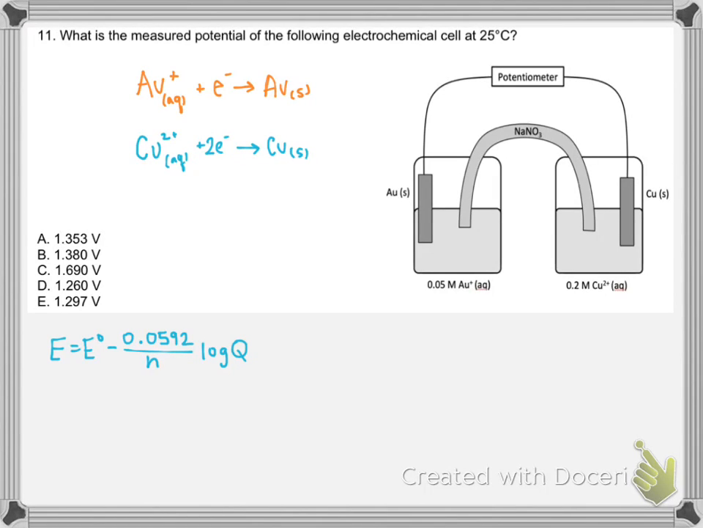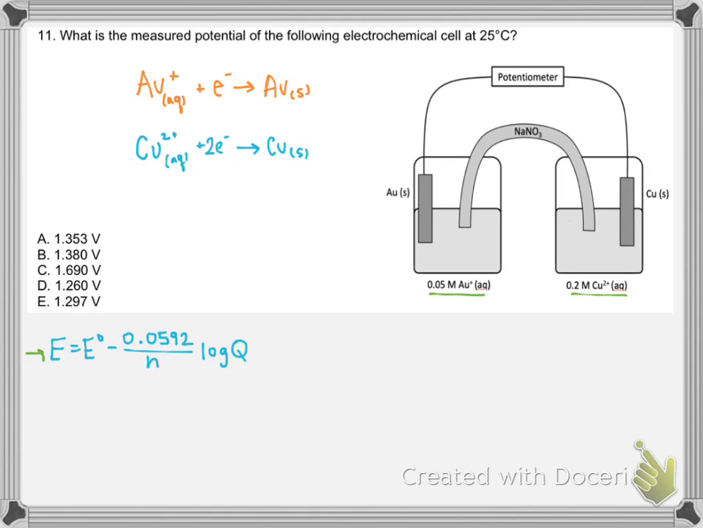Here in number 11, they want us to figure out the potential of this galvanic or voltaic cell. And so we know we have gold ions and copper ions making it up. And their concentrations are not 1 molar. So this is not a standard cell. And so we'll have to go ahead and use this full equation here, where we adjust for not being at standard conditions. But before we do that, let's go ahead and figure out what's being oxidized and what's being reduced.